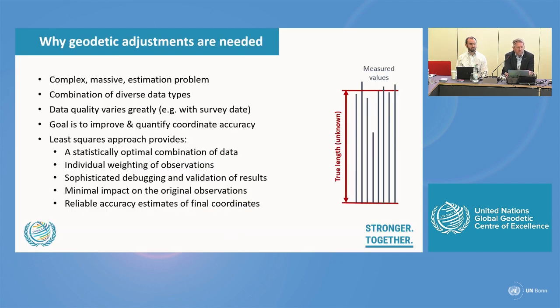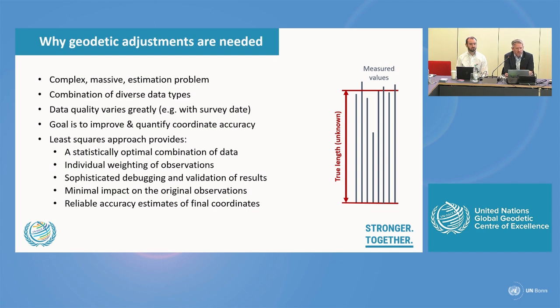So why do we use them for geodetic adjustments? Well, geodetic adjustments are a complex, massive estimation problem. You have a combination of different diverse techniques. Data quality can vary with survey date, with the instrument that you used, with the metadata that you might have, or the type B errors that might be associated with the site where you are operating. And the goal is to try to improve and quantify the coordinate accuracy that comes out of that.